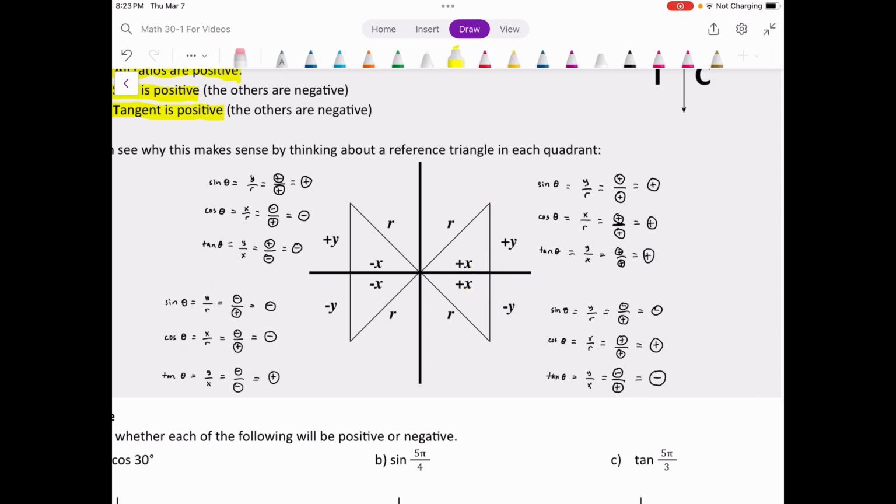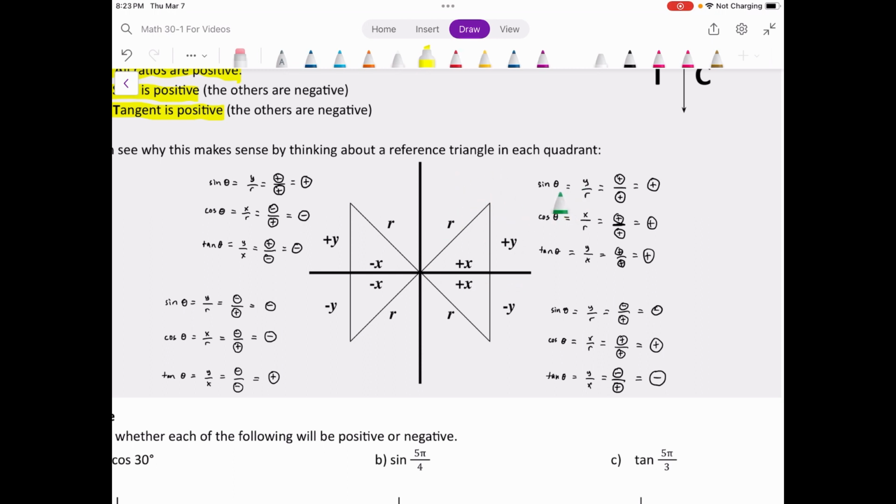Now, where this CAST comes from is just thinking about the different combinations of y, x, and r that you can get in each quadrant, right? So in quadrant 1, what's x, positive or negative? Well, this is the positive x-axis, right? This is where we would find positive x's. So x is positive. What about y? Where do we find positive y's? Yeah, up here, right? So in quadrant 1, x is positive and so is y, right?